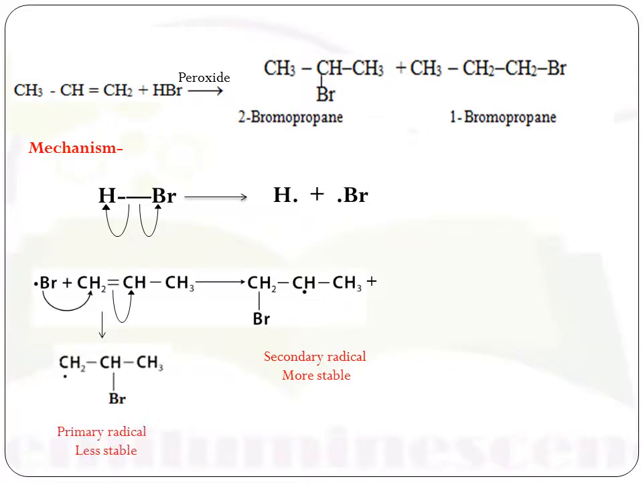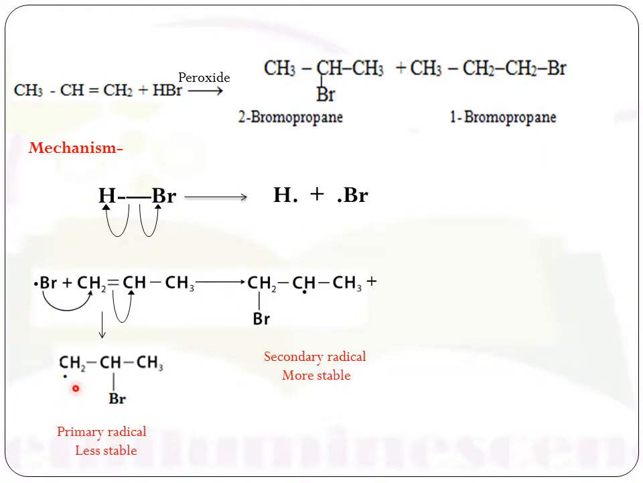Another possibility is that the Br forms a new bond with this center carbon atom, that is this C-Br bond. At that time, of the 2 electrons, 1 electron is shared with the bromine atom to form this new C-Br bond, and the remaining electron stays on this carbon, and this is a carbon radical. If you observe this radical, it is present on that carbon which is attached to only 1 carbon atom, hence it is a primary radical.